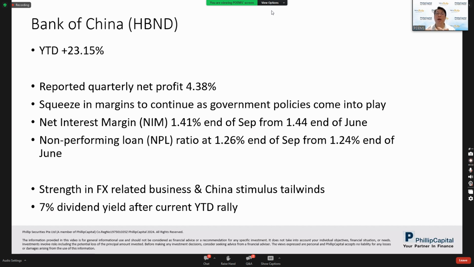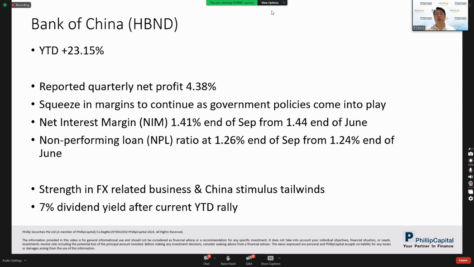So if you compare, that is actually a drop of 0.03%, and it might continue to drop if more stimulus measures come in that will cut or impact the rates itself. And we do see that the overall interest rate environment is going to be on the lower end going forward, after the US cut rates, also for December, if they do continue their rate cut cycle. And the non-performing loan ratio is at 1.26%, slightly higher than 1.24% at end of June, in comparison of the September and June numbers.